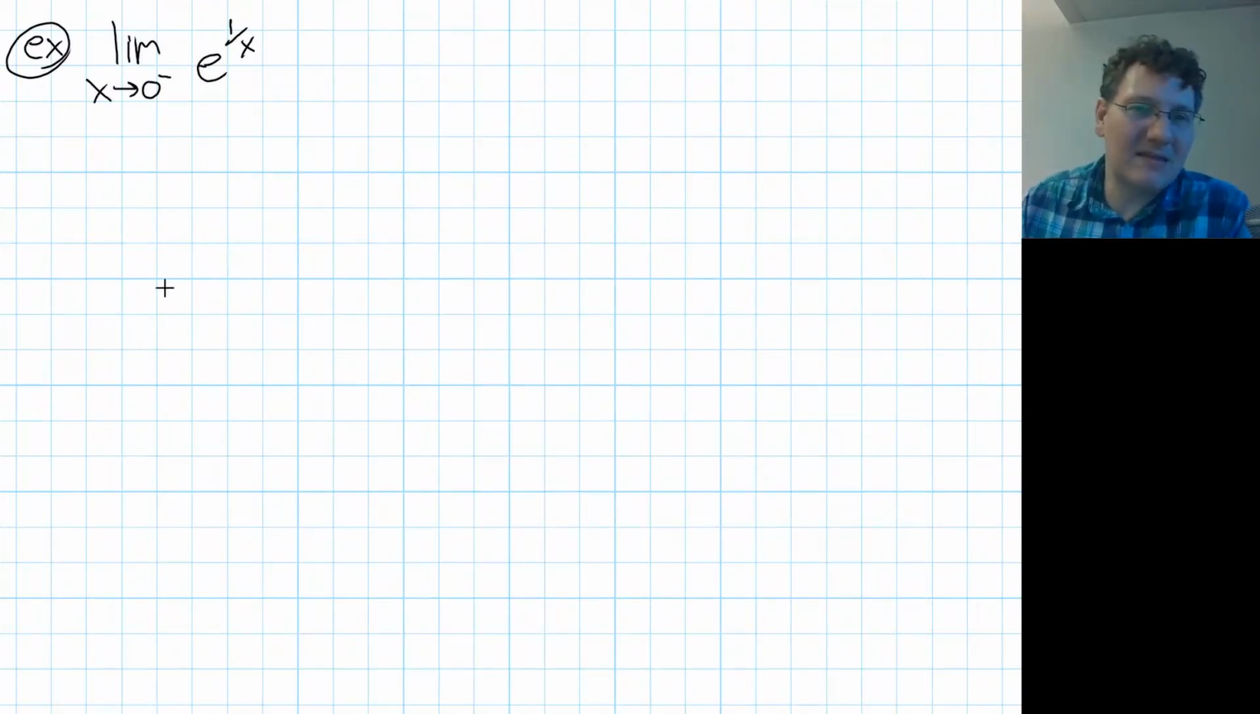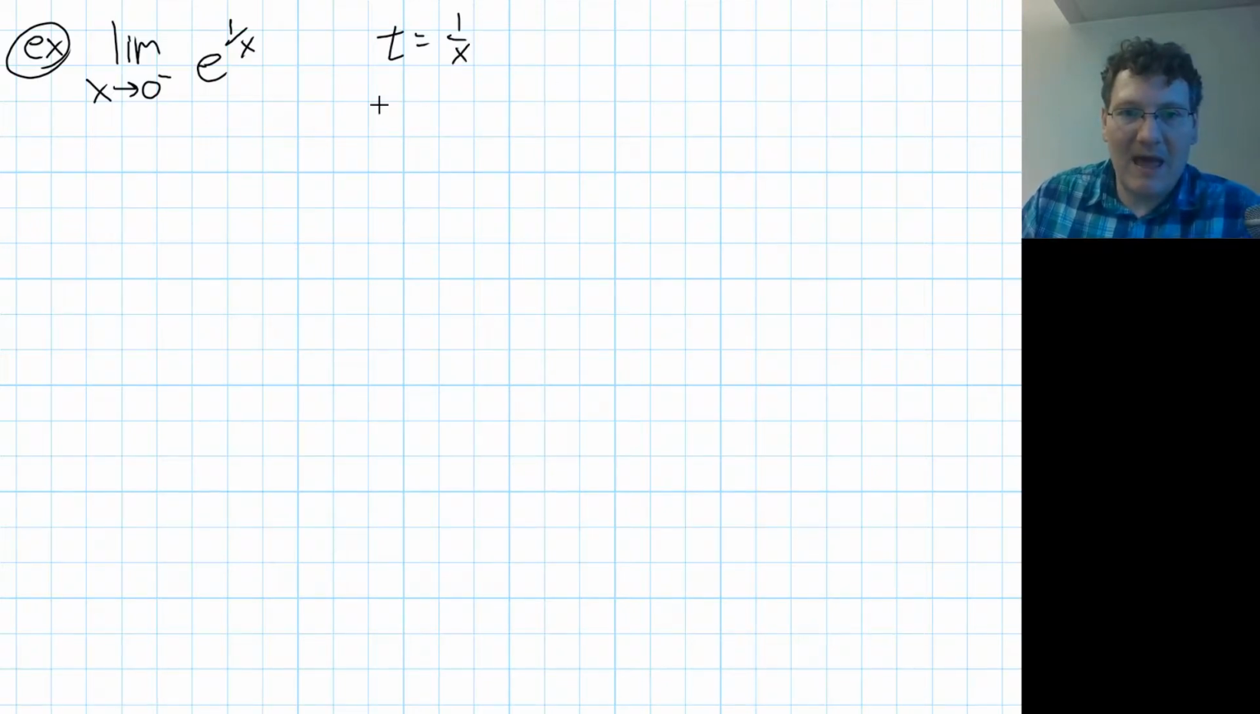Okay, let's look at this funny little limit. The limit as x goes to 0 from the left of e to the 1 over x. The thing to remember is let t be 1 over x. As x goes to 0 from the left, t is going to be going to what? Well, when x is going to 0 from the left, that means x is negative. So we're dividing by a negative number that's closer and closer to 0. t is going to be approaching negative infinity.